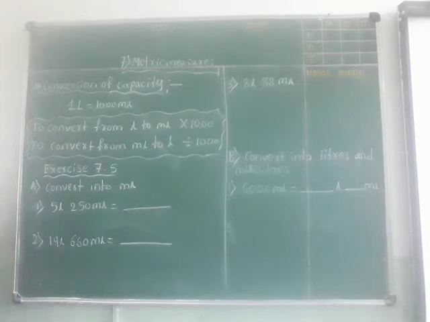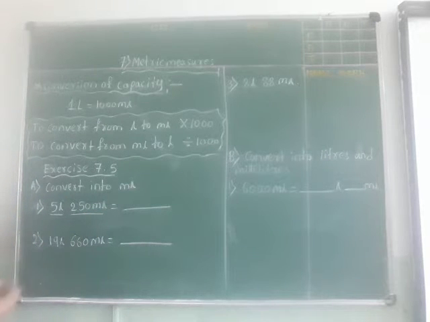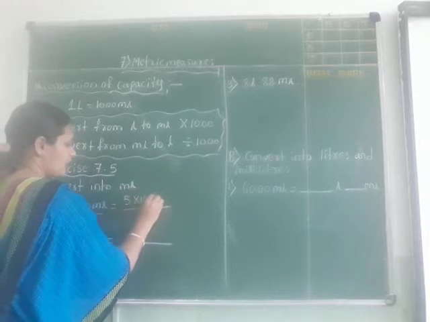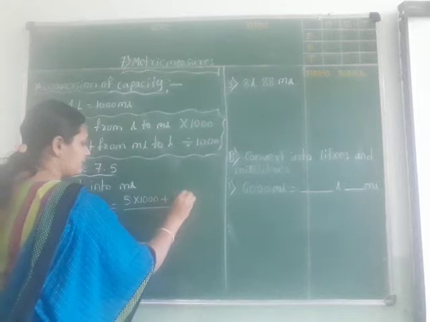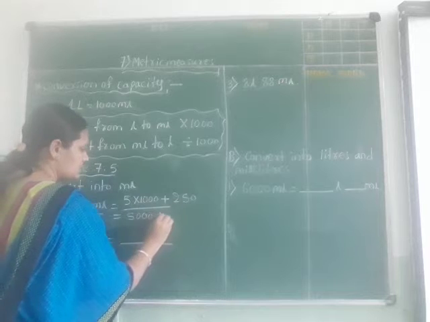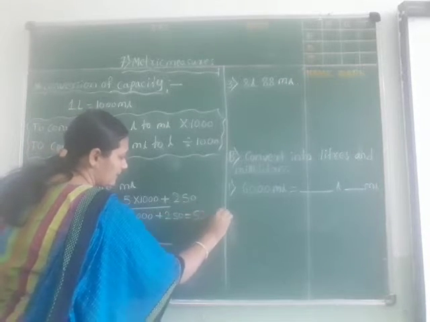So here I am solving exercise 7.5, some examples. The first question is convert into milliliter. They have given it in liters and milliliters, and we have to convert it into milliliters. Liter is the biggest unit and milliliter is the smallest unit. So while converting from liter to milliliter, we have to multiply by 1000. So 5 into 1000 plus 250. So 5000 plus 250, that is 5250 ml.